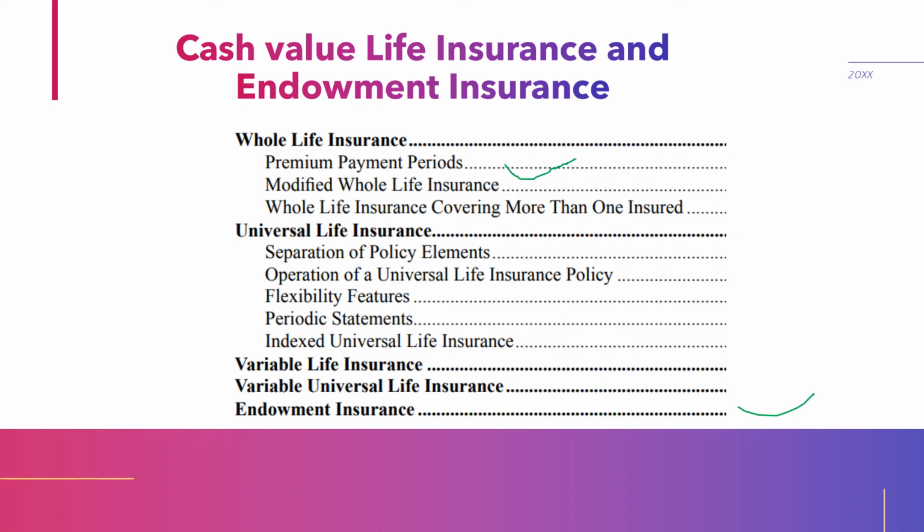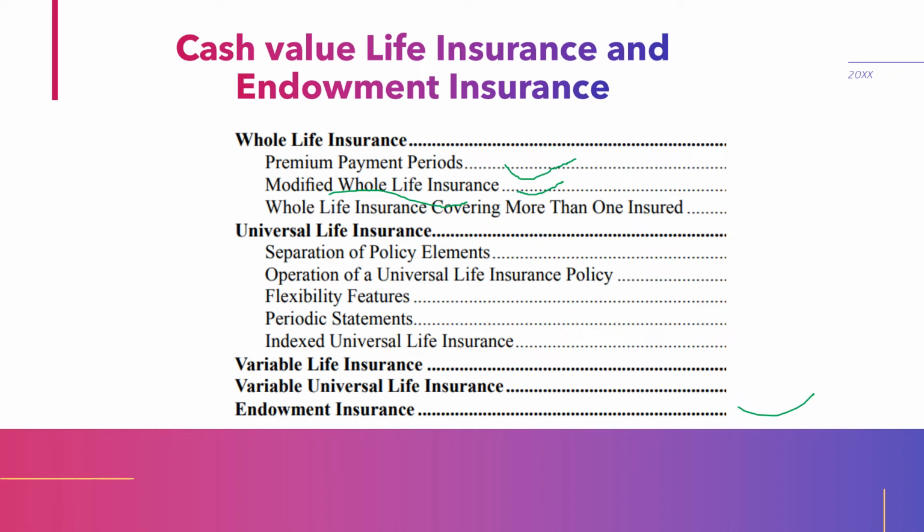Now we'll come to the modified whole life insurance. Modified whole life insurance is basically divided in two parts: the modified premium and the modified coverage. So we have two benefits. We can modify the premium for the whole life insurance policy, as well as we can modify the coverage of that policy.